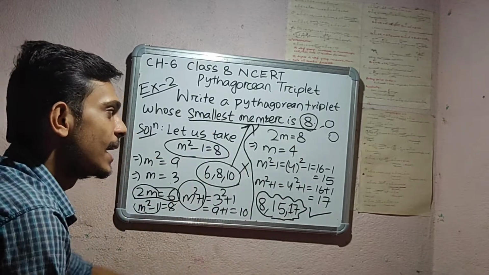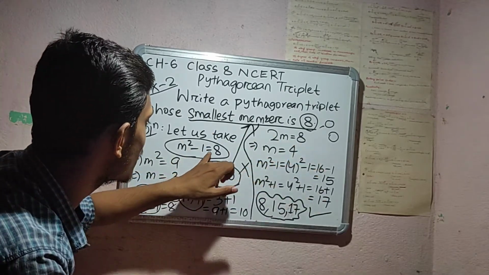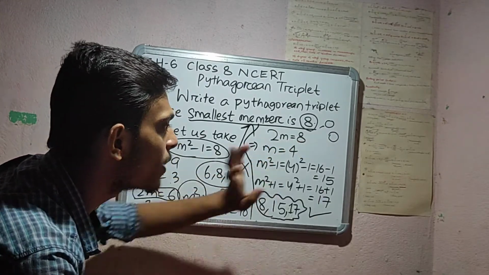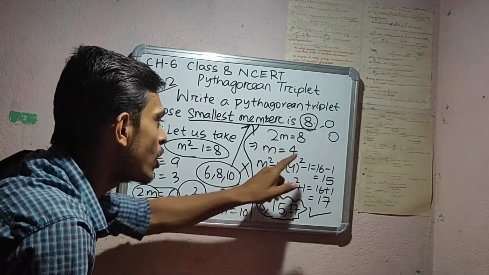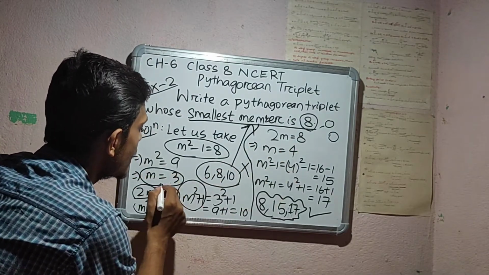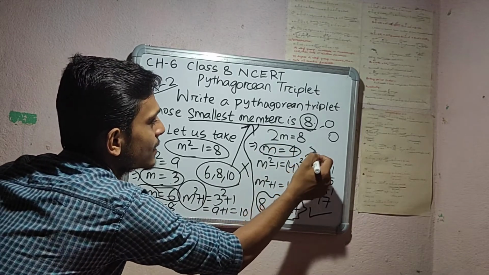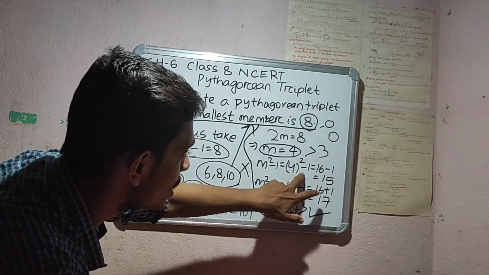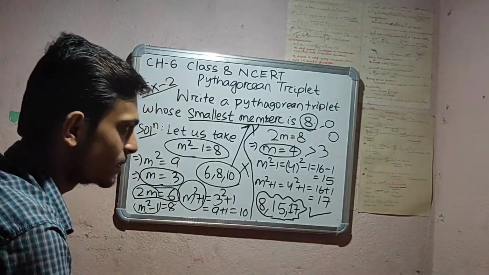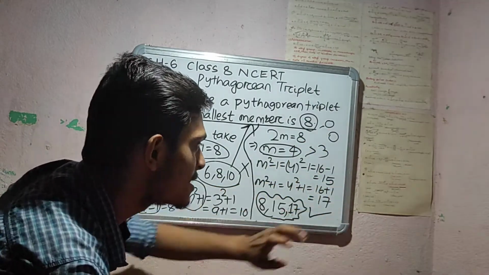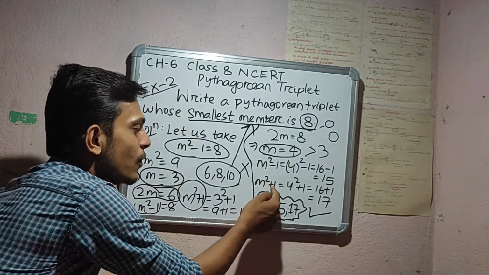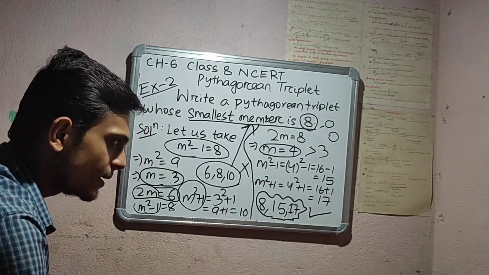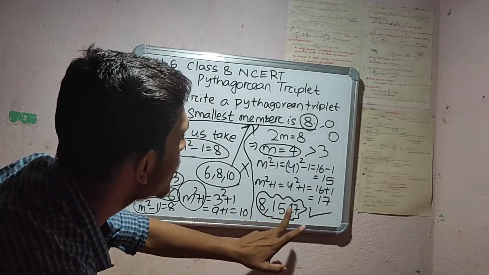So in place of m square minus 1 equal to 8, I take 2m equal to 8. Then what is the value of m? That is 4, which is greater than the previous value 3. Then m square minus 1 is 4 square minus 1, that is 16 minus 1, that is 15. Next, m square plus 1 is 16 plus 1, that is 17. So that is 8, 15 and 17.